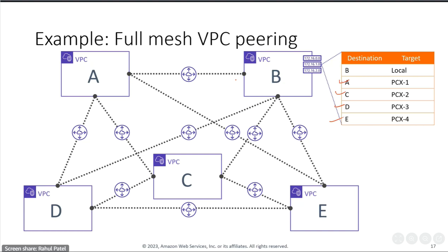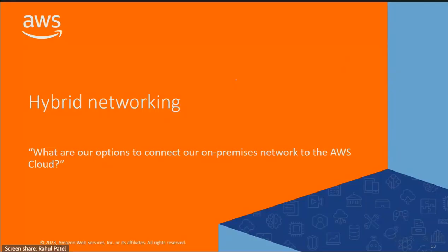Okay. So we have discussed VPC peering and VPC endpoints. Now next is hybrid networking, where we are going to answer what our options are to connect our on-premises networks to the AWS cloud. On-premises networks means we have our own data center where some of our application components are running, and the other components are running on the cloud in our VPC.